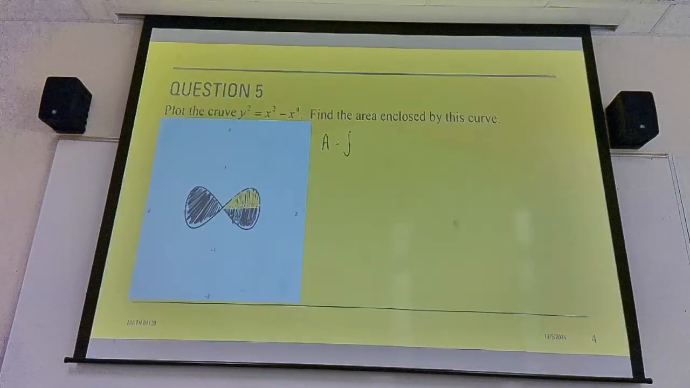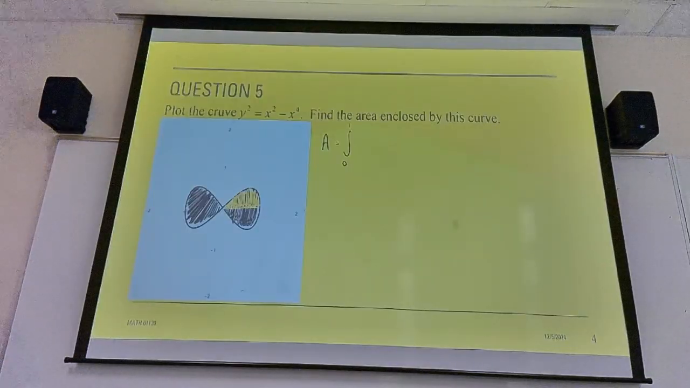First, what are the limits of integration? Zero to one. And very easy to find. Just set y equal to 0 and solve for x. You get three values, -1, 0, +1. We clearly want 0 to 1.